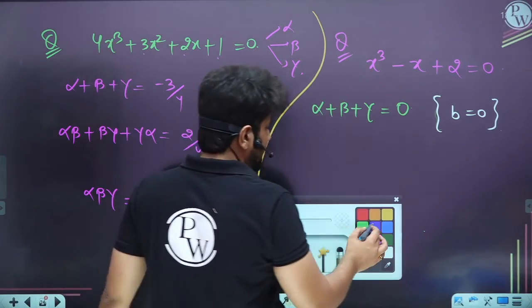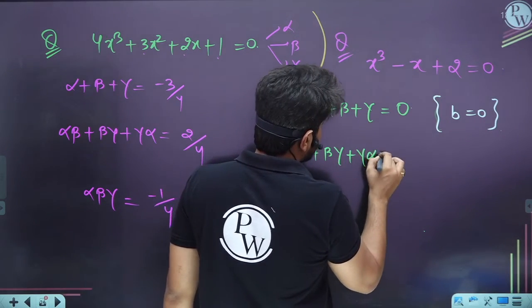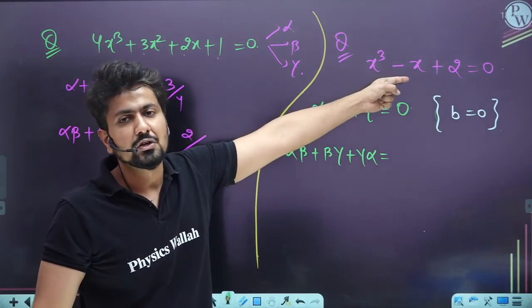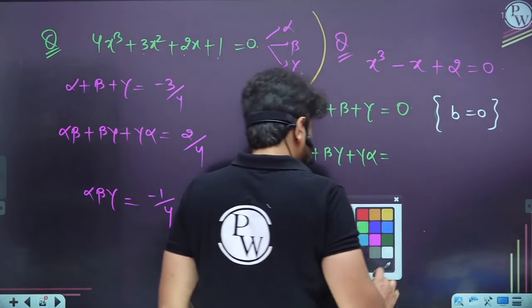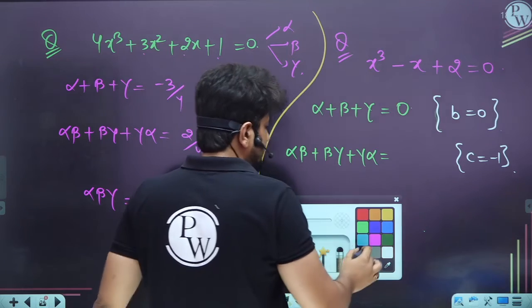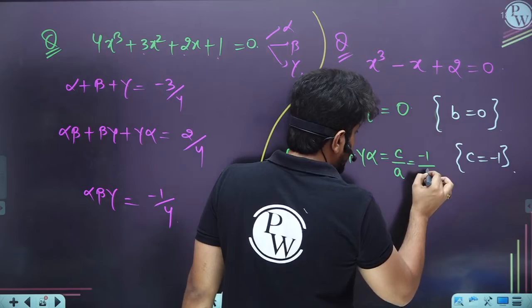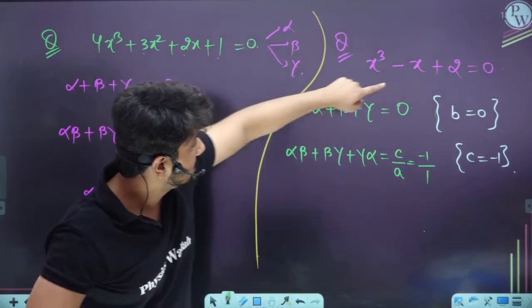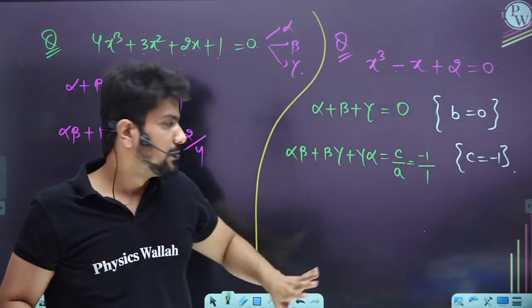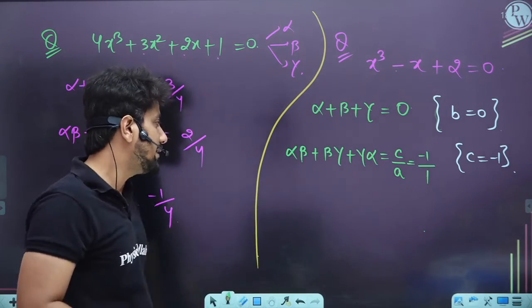Then we have alpha beta plus beta gamma plus gamma alpha. That will be plus c upon a. c is the coefficient of x. What's the coefficient of x? As we can see, c is minus 1, and a is plus 1. So alpha beta plus beta gamma plus gamma alpha will be equal to minus 1. Sum of roots taken 2 at a time, minus 1.